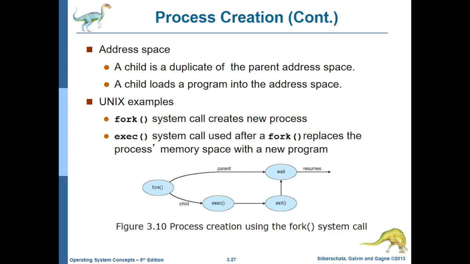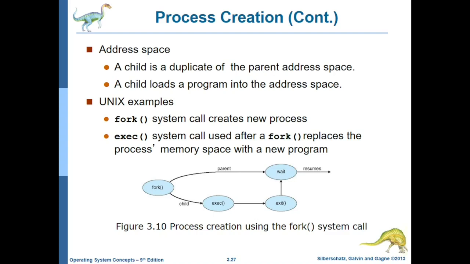In that case, it can use the exec system call, which replaces the child's address space with a new program. The exec system call takes the name of the program to be executed as an argument. The parent process can wait for the child to finish by using the wait system call. This blocks the parent until the child exits or terminates. The parent can also resume its execution without waiting for the child.